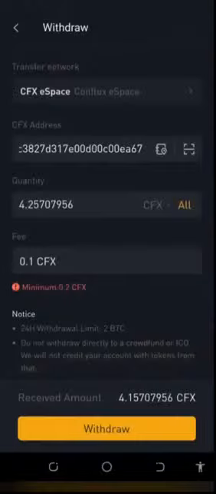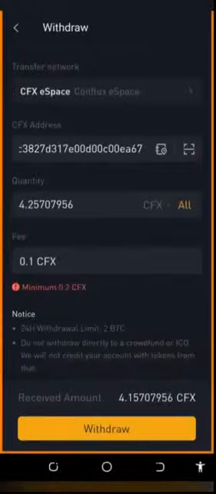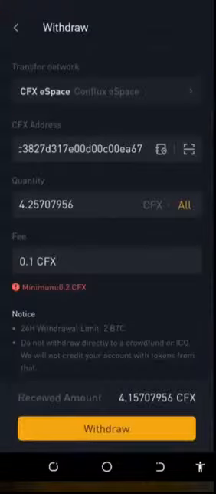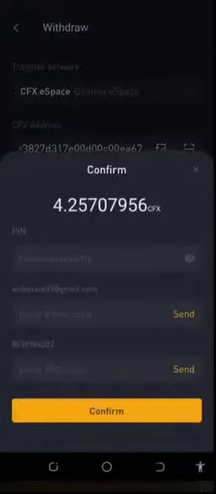What do we get? 4.15. Good. I knew we're gonna lose some money, but that's fine. The fee is 0.1 CFX. Okay, great, no problem. As long as I get my money out. I mean, all we were just doing was risking $1, right? So let's go ahead. It says what? Okay. So I'm just gonna put in all my details and I'll see you on the other side.